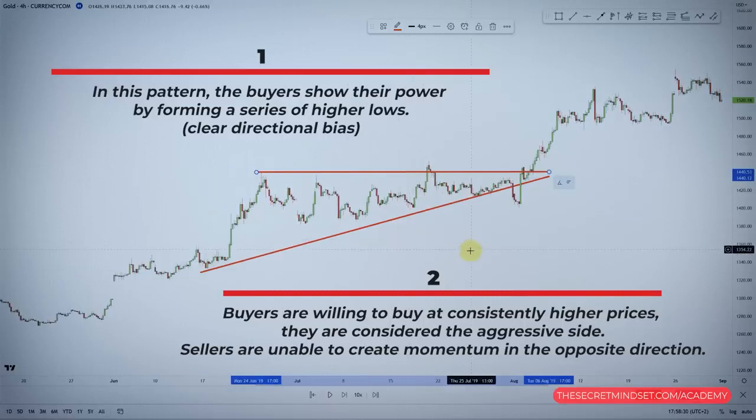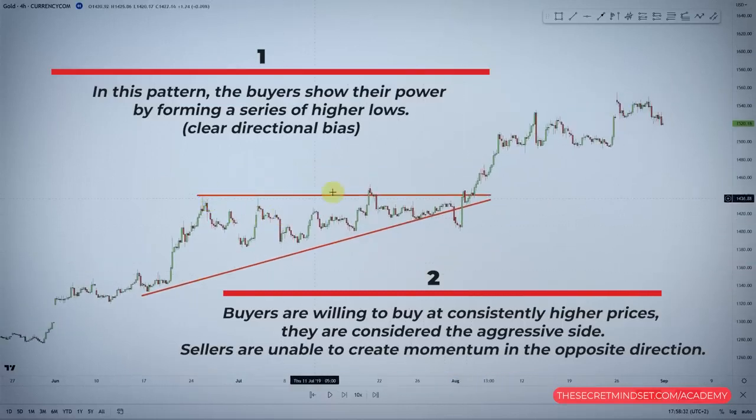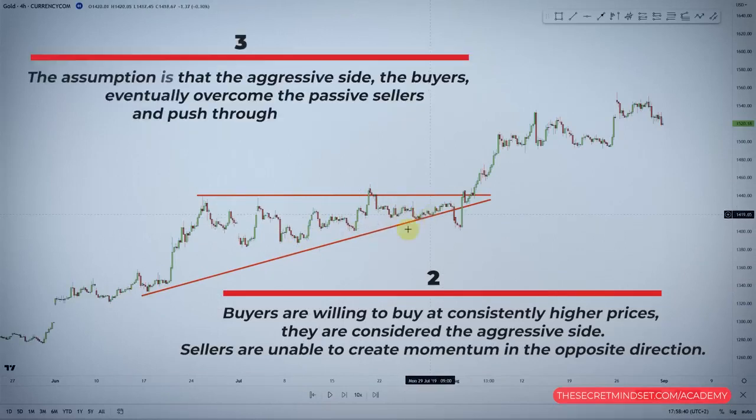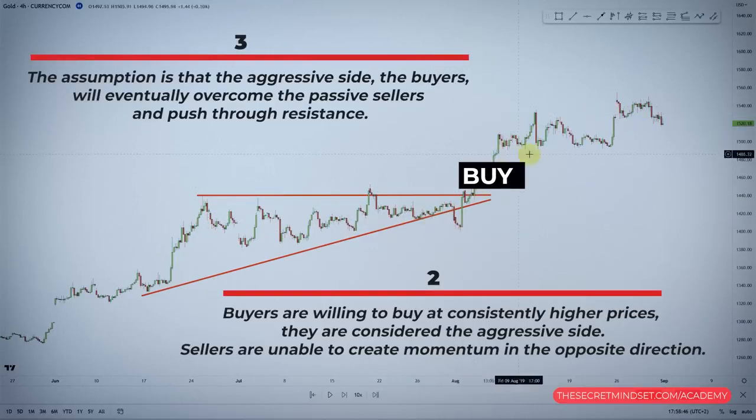Instead, they form a horizontal resistance level. This indicates that the sellers are simply trying to stand their ground as the buyers move toward them from increasingly higher levels. The assumption is that the aggressive side, in this case the buyers, will eventually overcome the passive sellers and push through resistance.